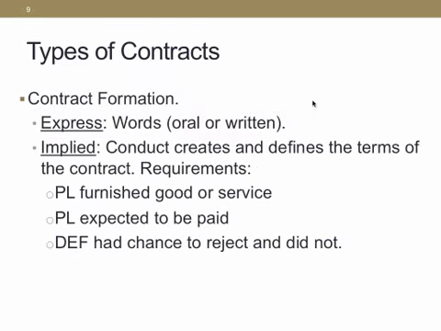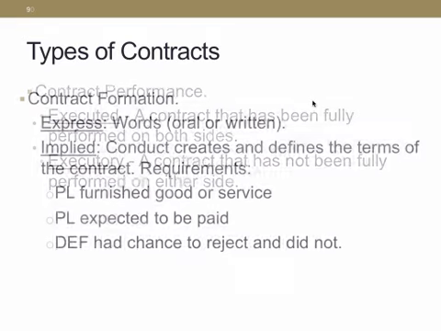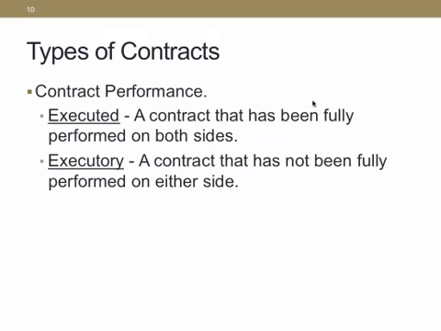Express versus implied. Express means expressed in words, orally or written, and implied means circumstances imply that there is a contract. Basically, requirements are that the plaintiff furnished goods or services, expected to be paid, and the defendant had a chance to reject those goods or services but didn't. Executed versus executory contracts. An executed contract is where all the parties have done everything they're supposed to. In an executory contract, at least one of the parties hasn't done at least one thing.